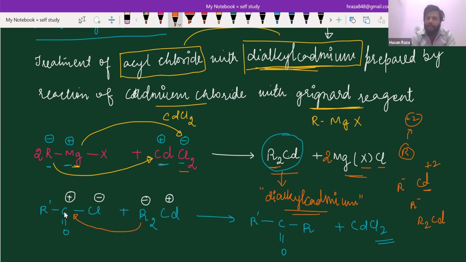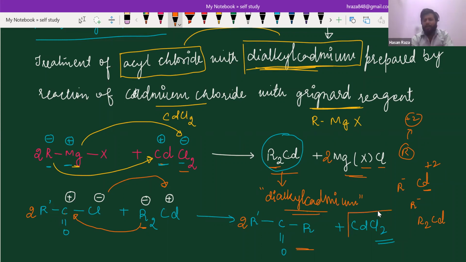So you can see R-Cl, and the C will be forming a bond with R. So it will be like this, and this Cl will come with this. In order to balance it, you are going to multiply it by 2, and now the product is formed.